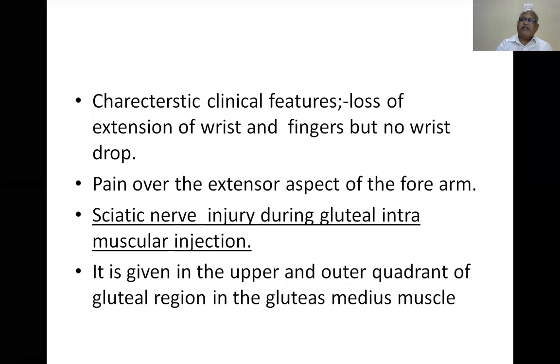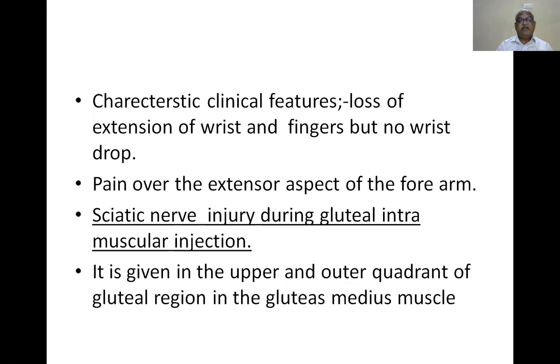So only the deep branch of the radial nerve is injured. The superficial branch of the radial nerve is not injured, so no wrist drop occurs. Pain over the extensor aspect of the forearm occurs. So the characteristic clinical features are loss of extension of the wrist and fingers, but no wrist drop.